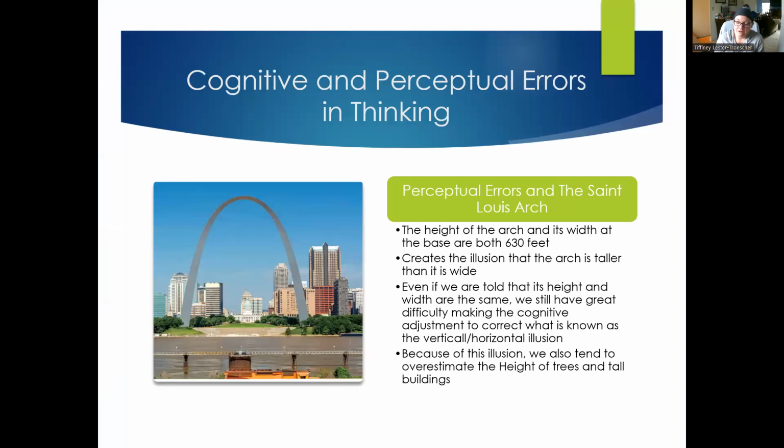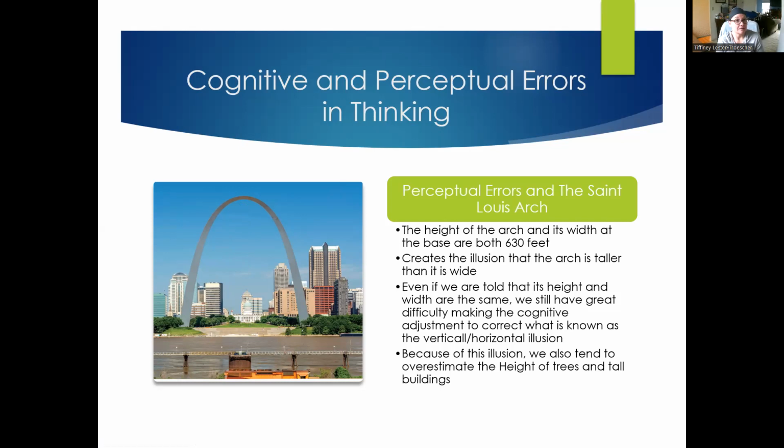One type of perceptual error, and again, this is not something that's going to seem like a big deal at first, but it can be. Let's look at the St. Louis Arch. This creation here is constructed intentionally so that the width of the base is the exact same distance as the height from ground to the middle of the arch. Both ways, 630 feet. 630 feet here, 630 feet here, right?